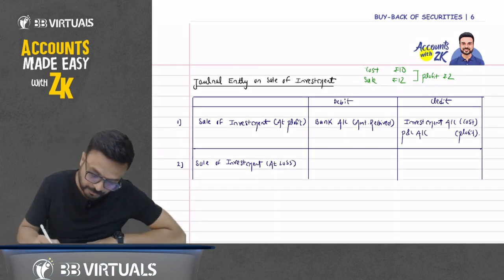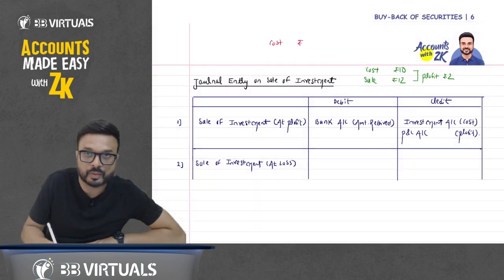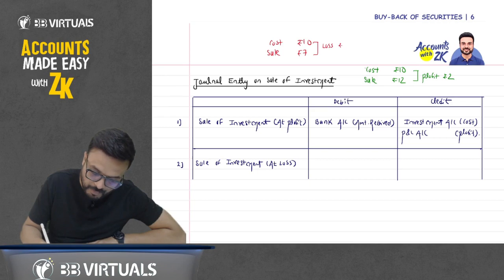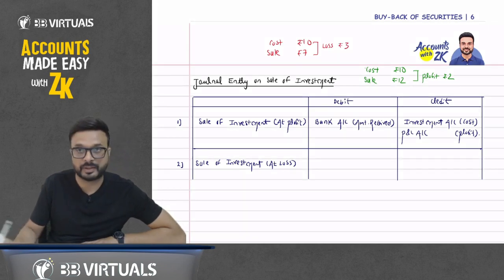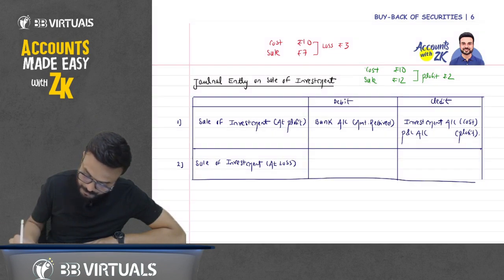So let me give an example of loss. Suppose the cost of investment is rupees 10 crores and you sell at rupees 7 crore. It means there is a loss of rupees how much? 3 crores. So how do we record this sale of investment at loss?